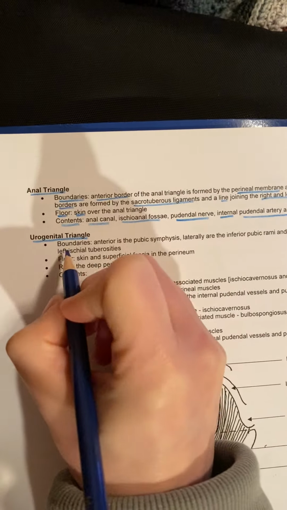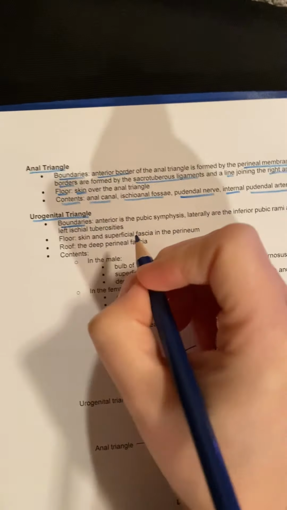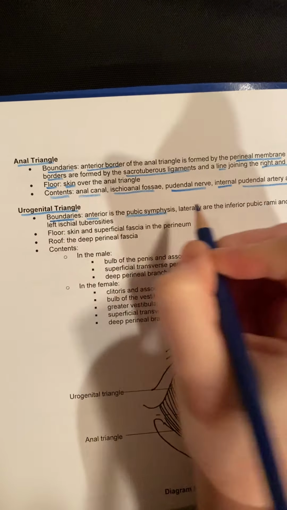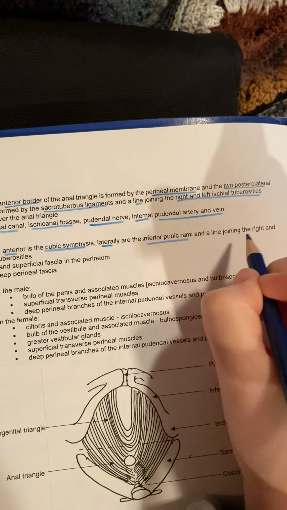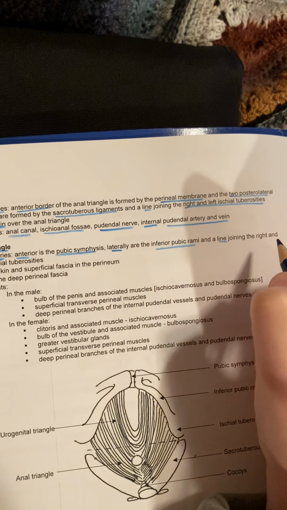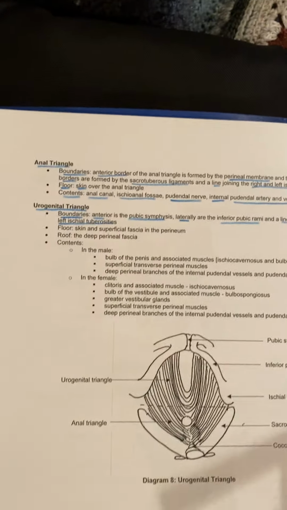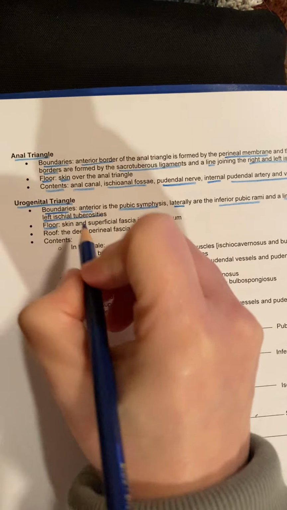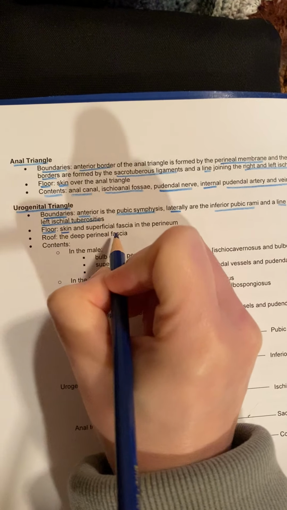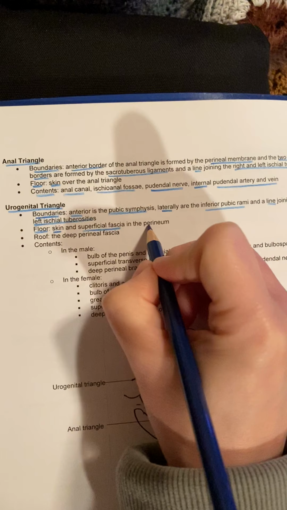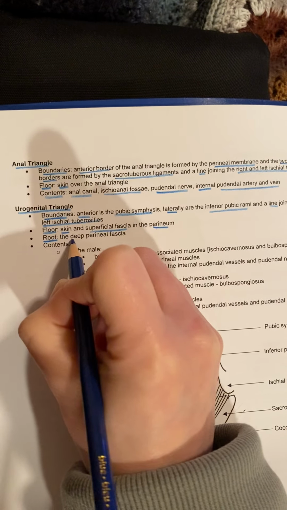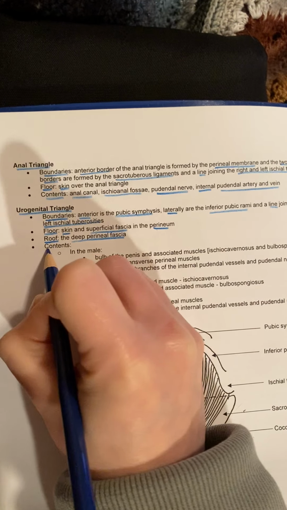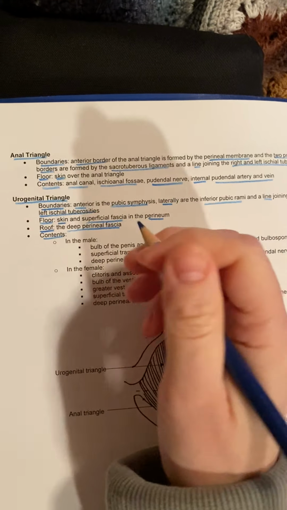Urogenital triangle. The boundaries. Anterior boundary is the pubic symphysis. The lateral boundary is the inferior pubic rami and a line joining the right and left ischial tuberosities. All right. The floor of the urogenital triangle is the skin and superficial fascia in the perineum. The roof of the urogenital triangle is the deep perineal fascia. The contents, we have to do this by XX and XY.